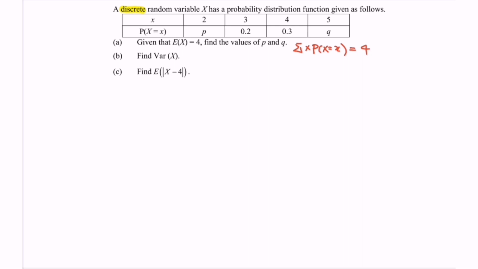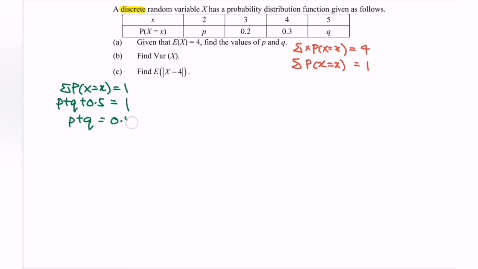First, in order to find p and q, we must know the concept of a discrete random variable. It means that the summation of the probability will be equal to 1. So kindly make use of the concept. We want to sum up P(x), the probability. So the summation of the probability is equal to 1. If we sum up, we will have p plus q plus 0.5 equals 1. So p plus q equals 0.5. That will be the first equation.